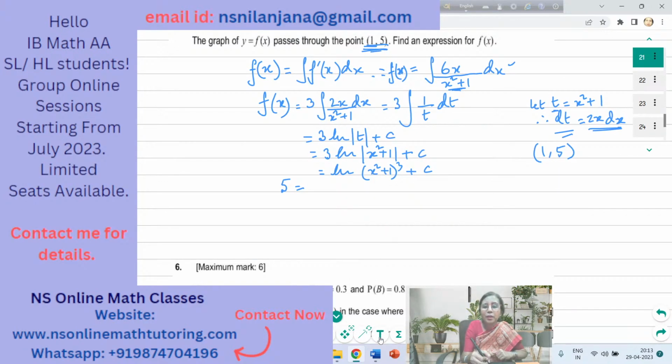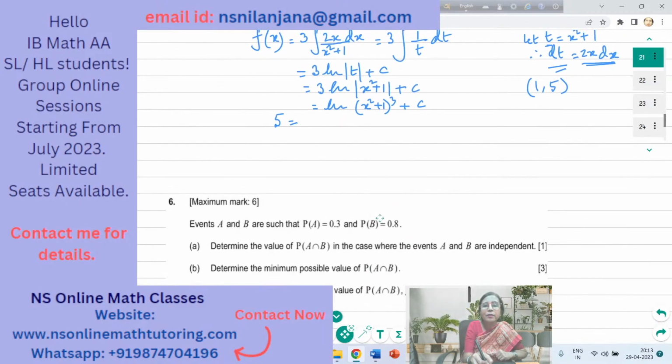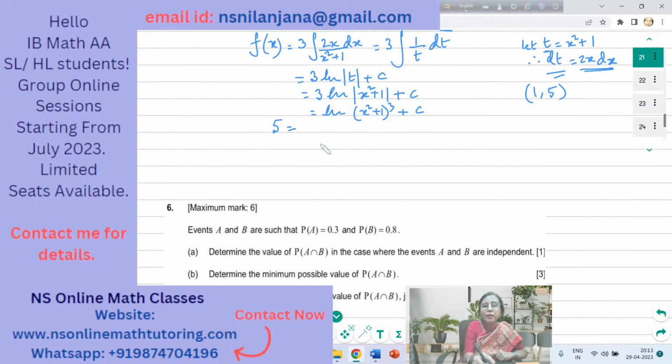It is passing through 1, so f of x is 5. ln of 5 is equal to ln of (x squared plus 1) to the power of 3 plus c, which is 5 equals ln of (1 plus 1, which is 2) cubed, 2 cubed is 8, so ln of 8 plus c. C is equal to 5 minus ln of 8.